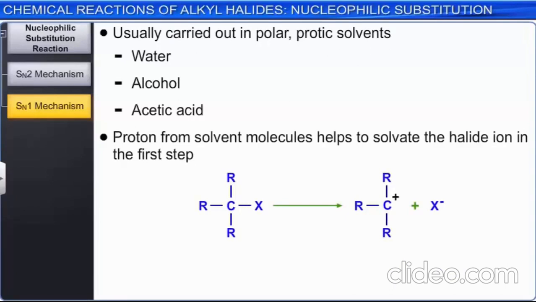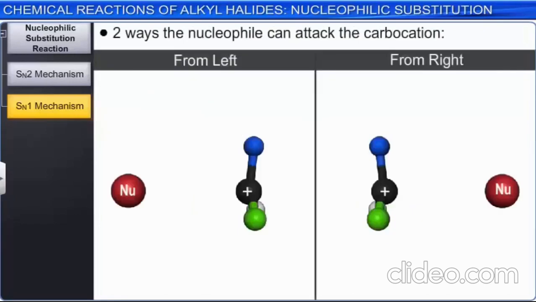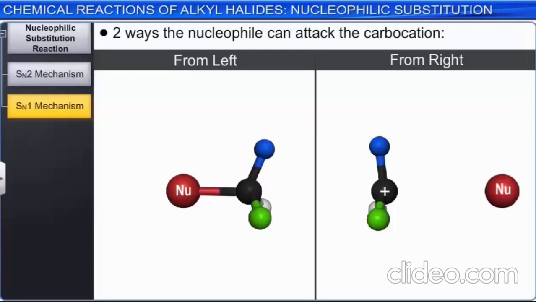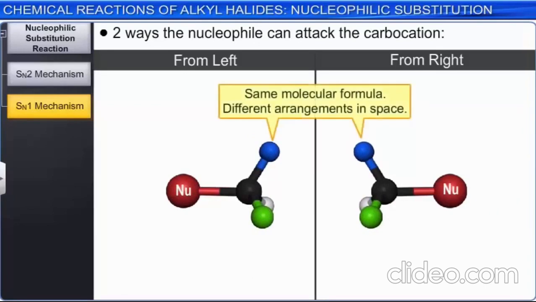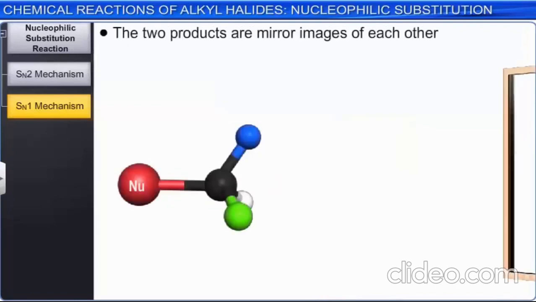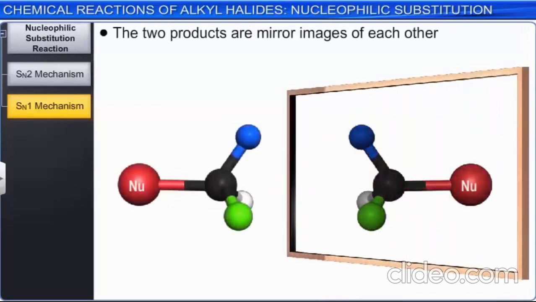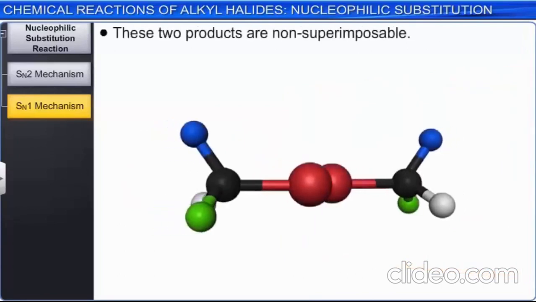In the SN1 mechanism, there are two directions from which the nucleophile can attack the carbocation. Two different products can be formed from the SN1 mechanism. Compare the product that is formed when the nucleophile approaches from the left with when the nucleophile approaches from the right. They have the same formula, but different arrangements in space. These two products are mirror images of each other. They are not superimposable.